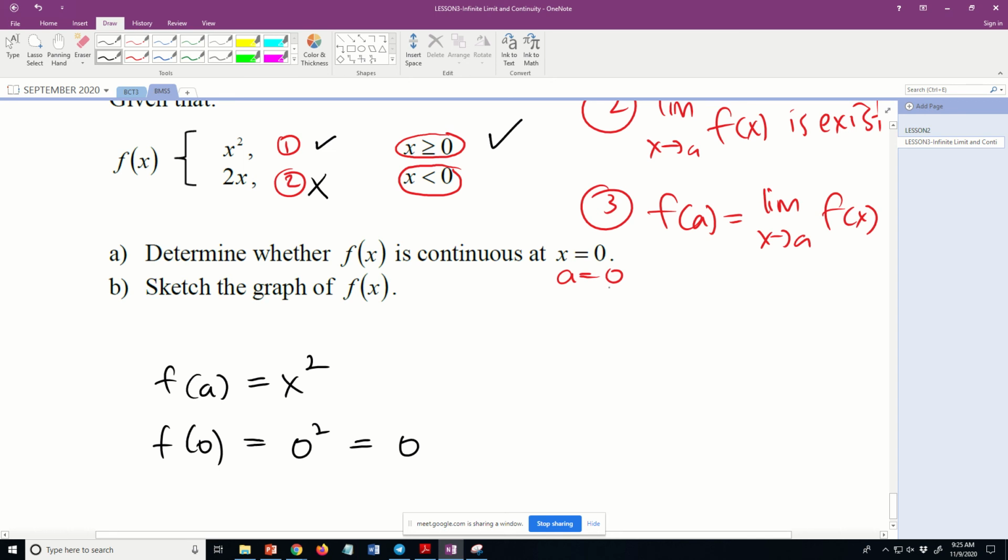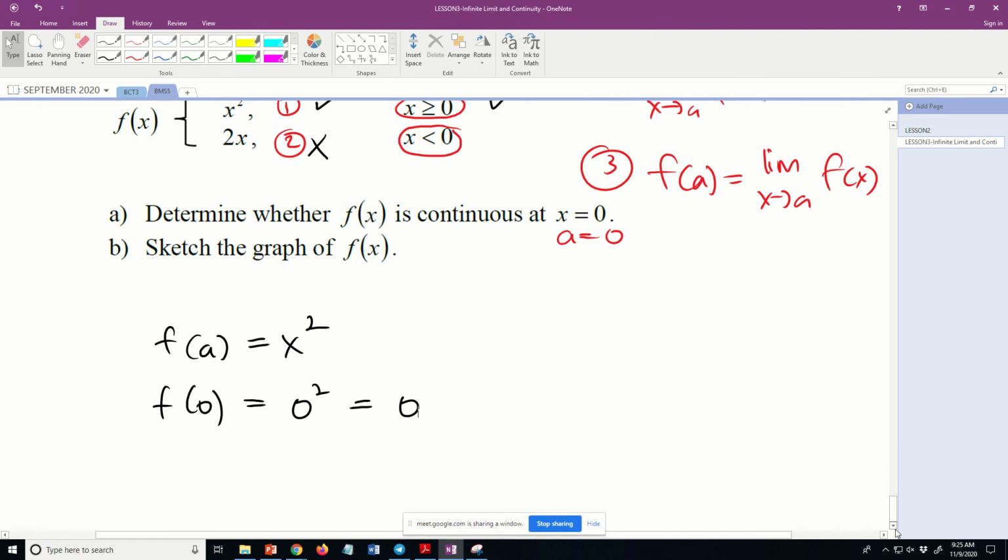Okay, so is condition 1 satisfied? Is it defined or not defined? Yes, defined. Correct. So f(a) is defined, so I write here f(a) is defined. So f(0) is defined. So I write here f(0) is defined. Okay, condition 1 is done. Now I go for definition number 2.